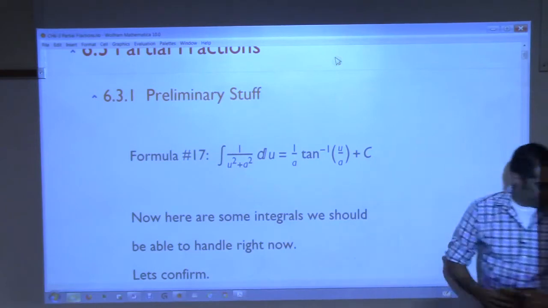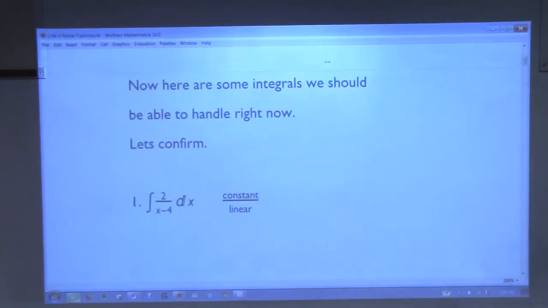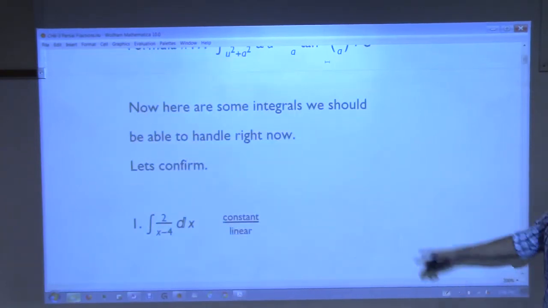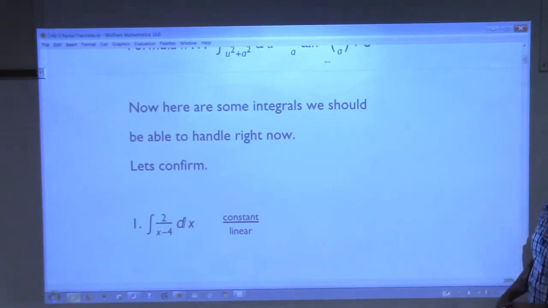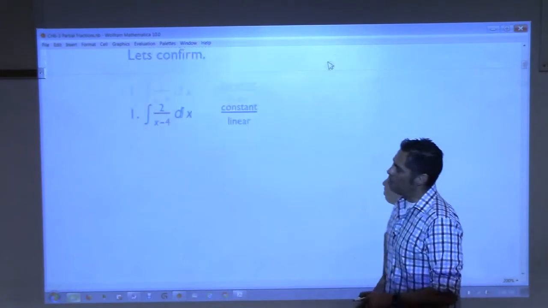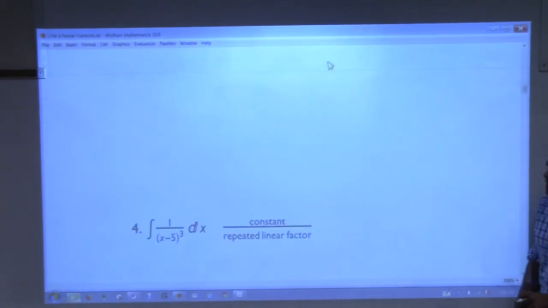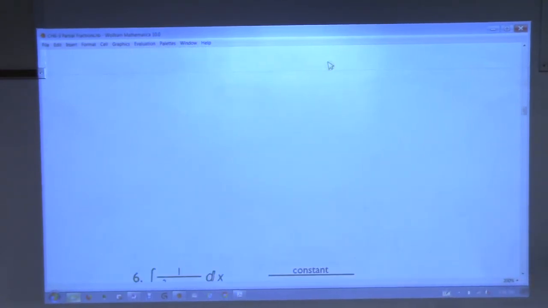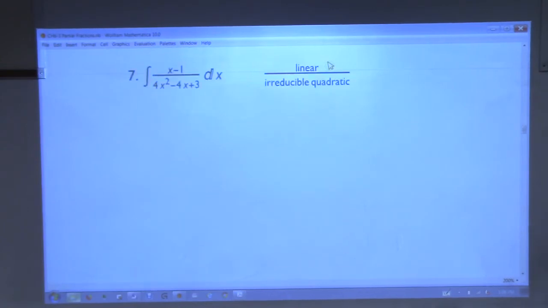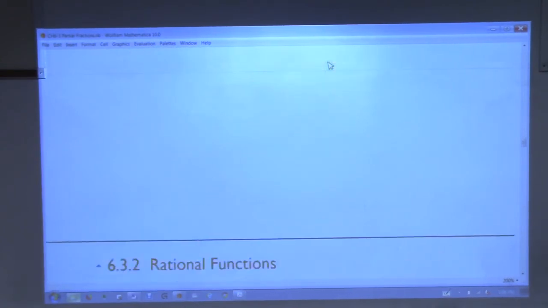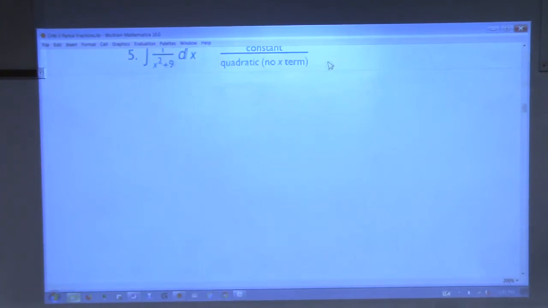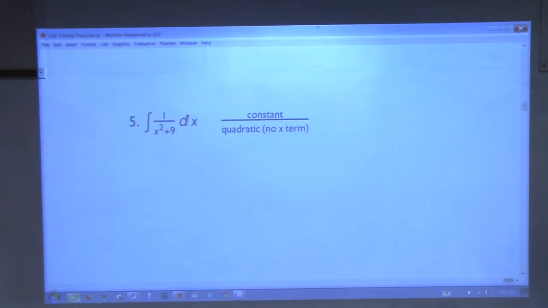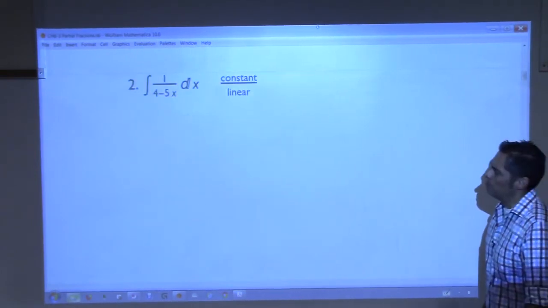Moving on. I have now a list of 8 integrals. Here are some integrals we should be able to handle right now, today. Let's confirm. All right? So I'm going to go through these 8 integrals right now and make sure that we know how to do them. And you're going to see that I'm going to be showing you some new techniques today for these 8 problems that we haven't done. All right? But they're going to extend on what we already know. So let's start with this first one.